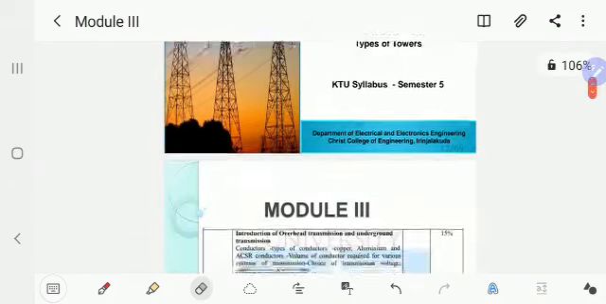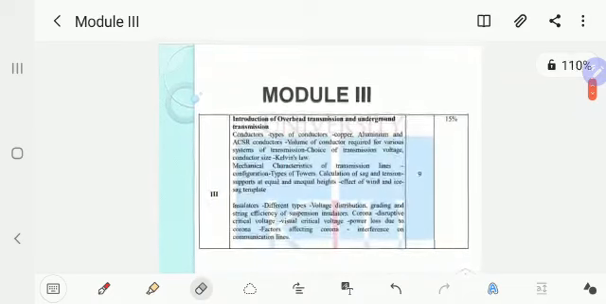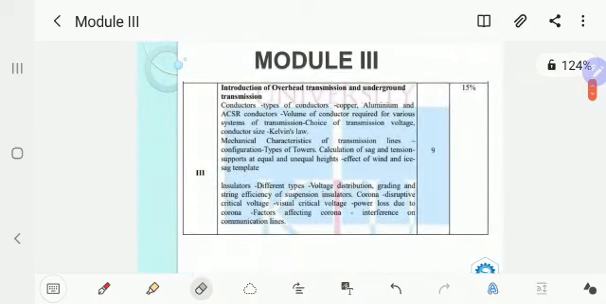Today let's deep dive into which are the different types of towers used for transmission. So here you can see the different types of towers are asked in the syllabus. So let's move on to which are the different types of towers.